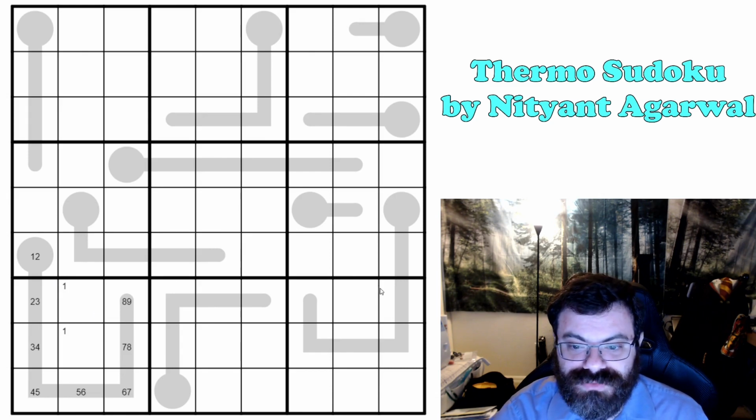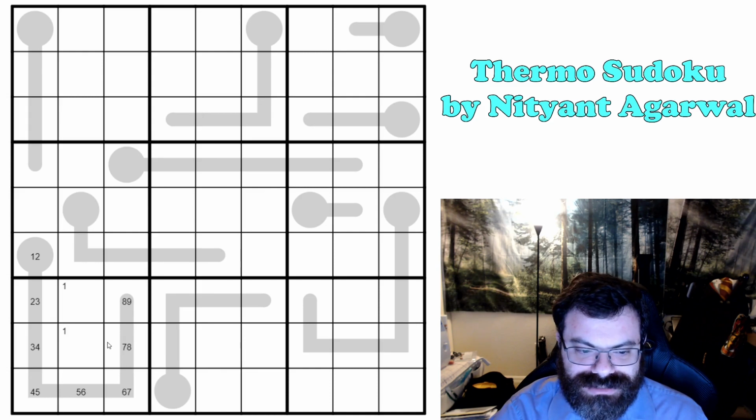So we can look at boxes, rows, and columns just to see if there's any good places to mark 1s or 9s as missing. So we know that 9 is either going to be here, or it's going to be here, but that's true of every number. It's either going to be in one of 2 places on the thermometer, or it's going to be in these middle 2 cells.